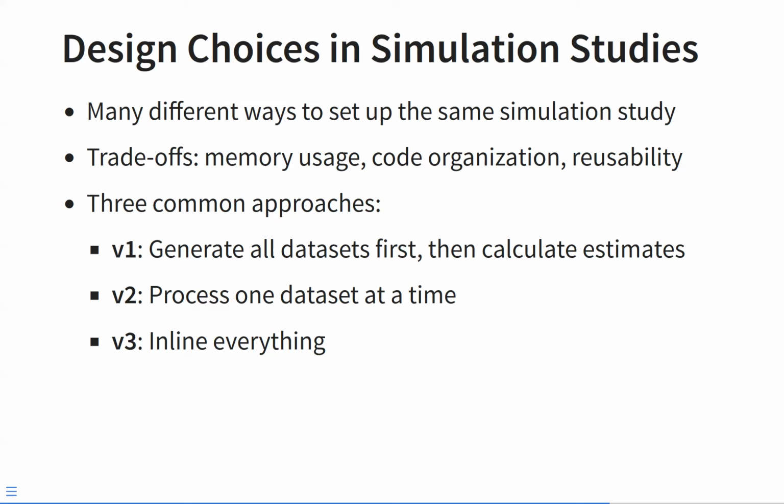Now, there are many different ways that we could have done the simulation that I just showed you, but what I'd like to do now is illustrate 3 fairly common approaches that you will see in practice. So I'm going to call them V1, V2, V3 to designate 3 different versions of the simulation. V1 is the version that we just saw, the one that we've spent most of this lecture working through. This is a version that generates all of the data sets first and then calculates estimates. Version 2 is actually going to process one data set at a time, and then version 3 is going to do everything in line.